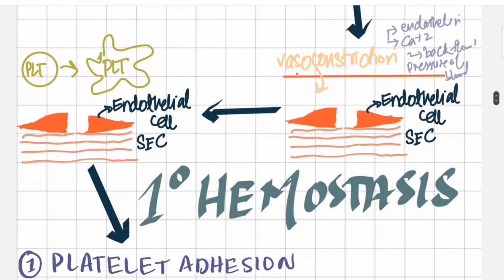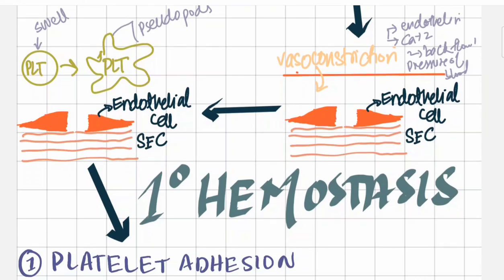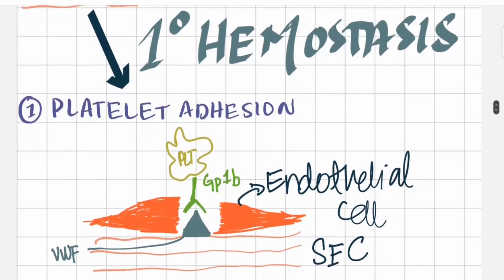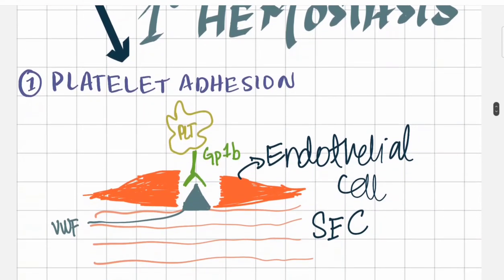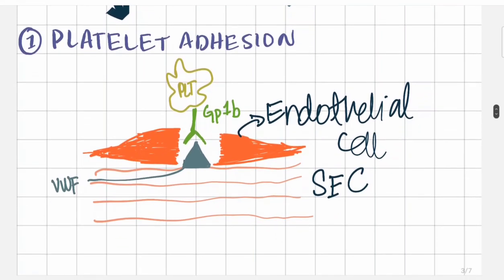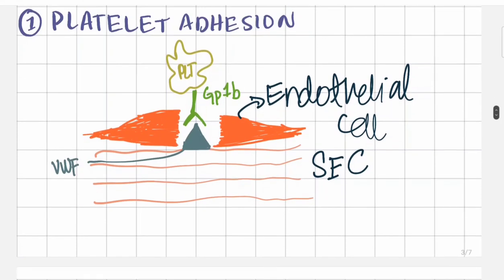Then what is going to happen after that is that platelets will swell, and then they are going to form pseudopods, like so. Then after that the primary hemostasis is going to ensue. For primary hemostasis, there are majorly three steps. The first step is platelet adhesion. How is that going to happen? In the subendothelial collagen, when it's exposed, there is von Willebrand factor.